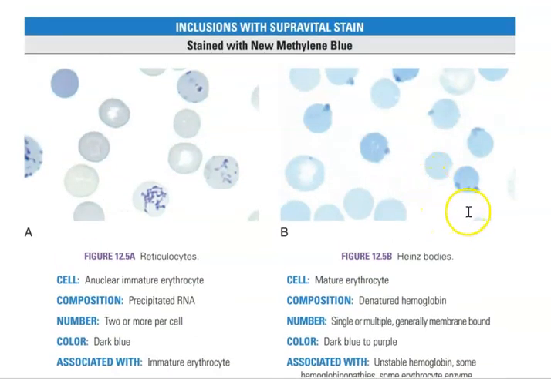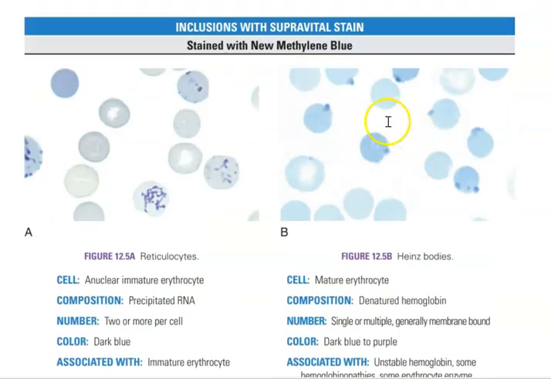You're looking at Heinz bodies. Now Heinz bodies look very similar to Howell-Jolly bodies, but Howell-Jolly bodies are inside the red blood cells, whereas Heinz bodies are kind of hanging off the edge. So make sure you make that distinction. See, all these are hanging off the very edge of the red blood cell.